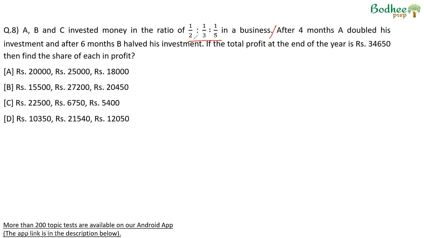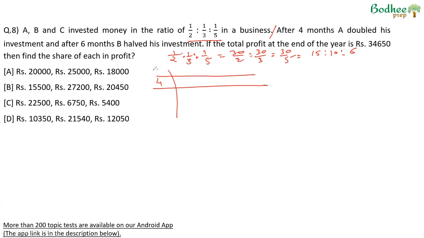Now, money is invested in the ratio 1/2 is to 1/3 is to 1/5. We try to get an integral ratio from here, so multiply this by 30. The ratio will be 30/2 is to 30/3 is to 30/5, which will come out to 15 is to 10 is to 6. And therefore, we can say for the first 4 months, because after this the money is going to change, the time and investment by A, B, C.